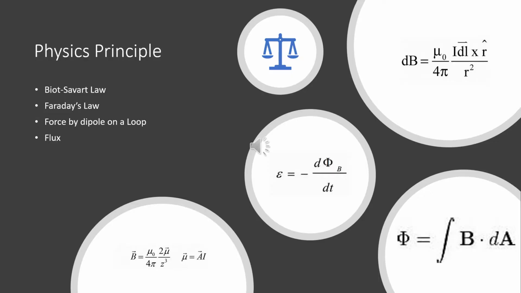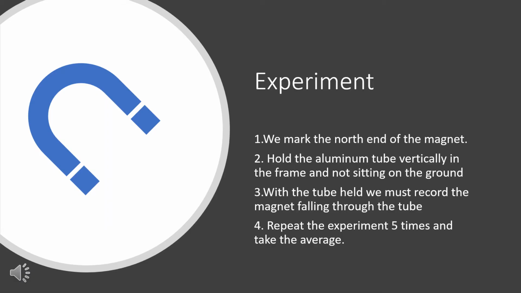For some of the physics principles we'll be using in this lab, first is Biot-Savart's law shown in the top right. The next is Faraday's law, which is in the middle. Then we have the force of a dipole on a loop in the bottom left, and finally the flux in the bottom right corner. Now for the experiment.